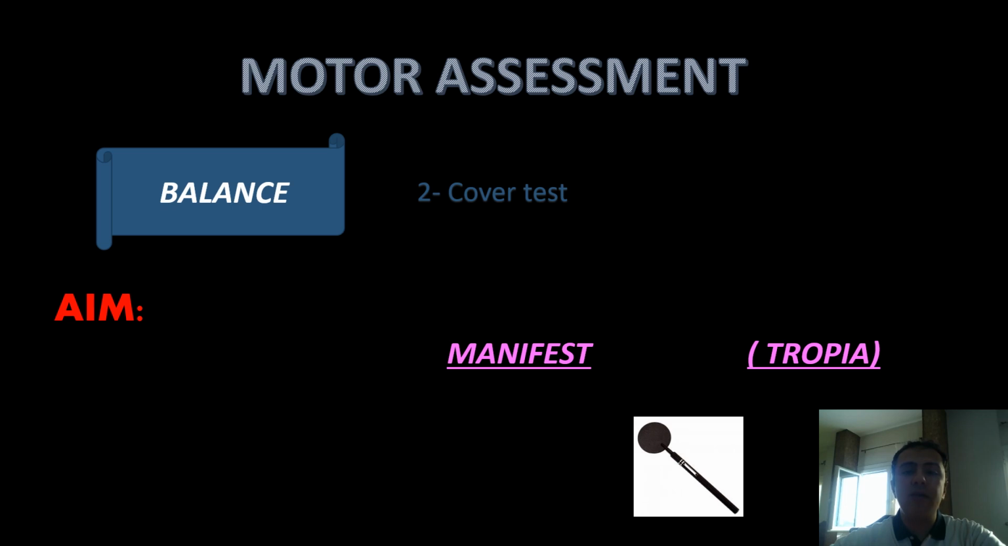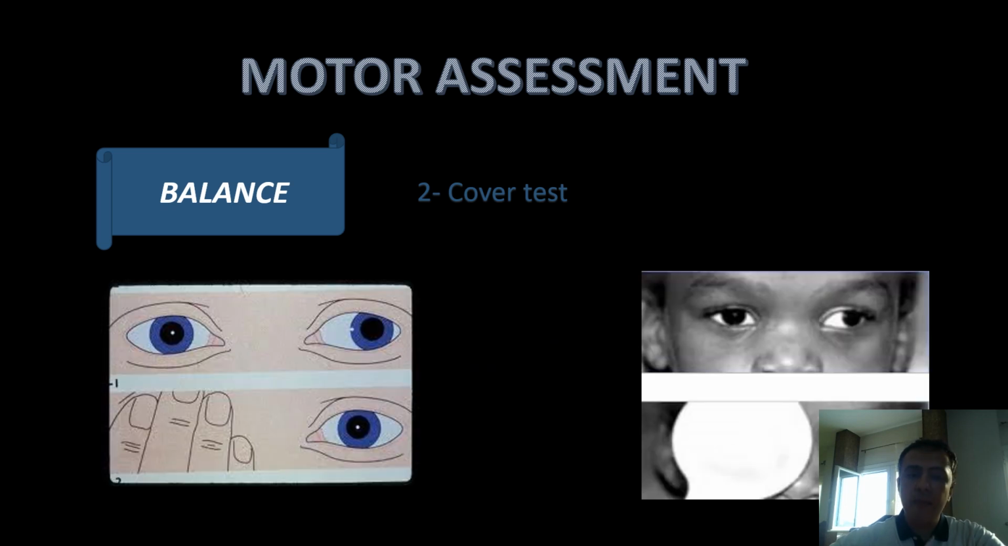Second test is the cover test. How to do it? Usually we ask the child to look at a non-accommodative target like a toy, and then we cover the fixing eye with our hand or our opaque cover like this one. So asking the child to look at a target, this eye is occluded now, he will be forced to fix with the other eye. If we can see the other eye is moving to fix the object, this means it was originally deviated. So this means this patient has manifest strabismus in the other eye.